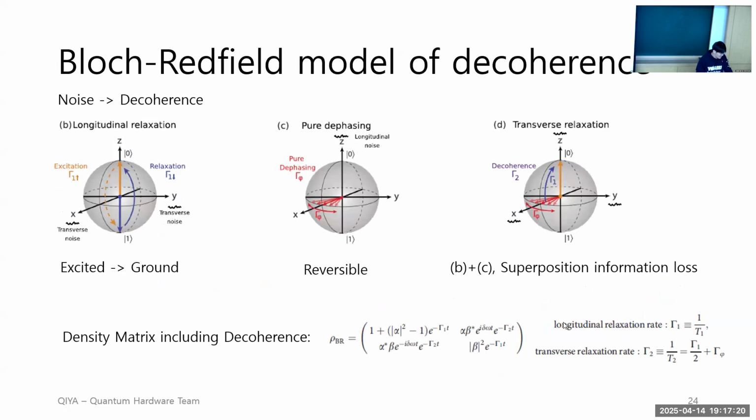We will explain the Bloch-Redfield model of decoherence. These are kinds of decoherence models. The first one is longitudinal relaxation. Basically the qubit state is not fixed because it's a kind of quantum dynamics, so it can oscillate between the 0 and 1 states, from excited to ground state. And there can be some pure dephasing in the XY plane, so it makes some phase difference in the qubits.